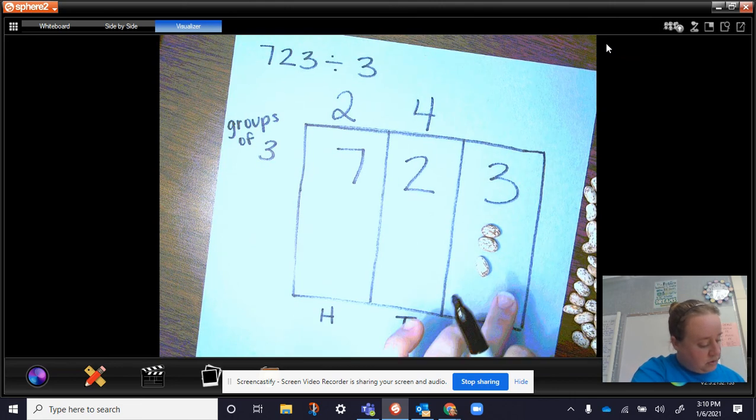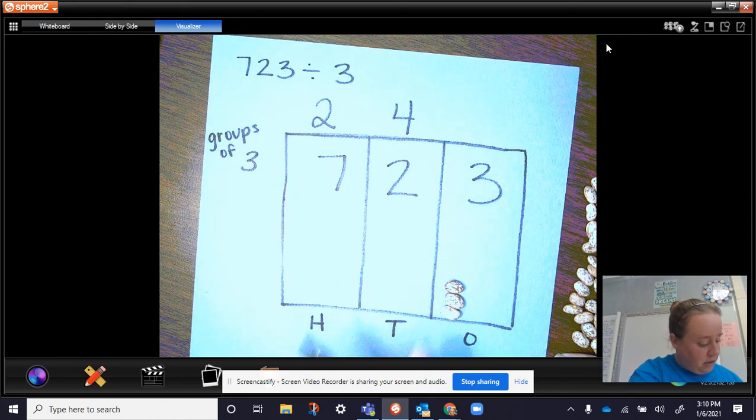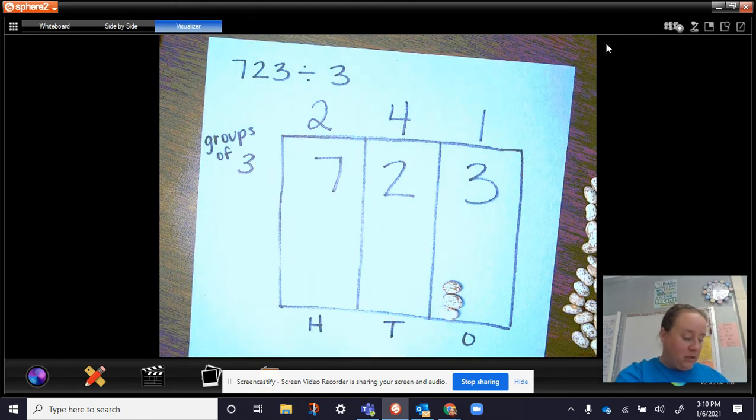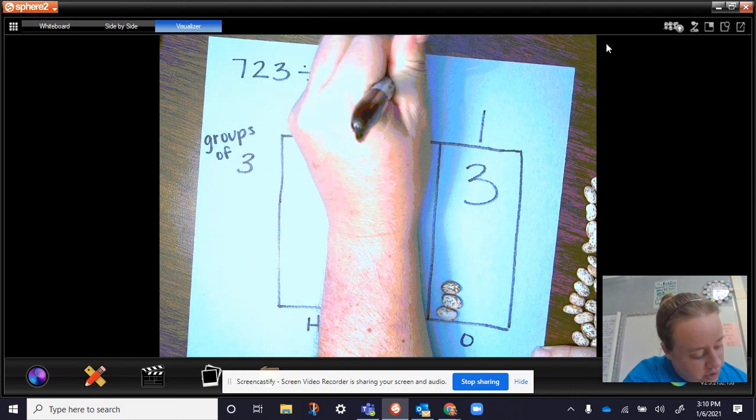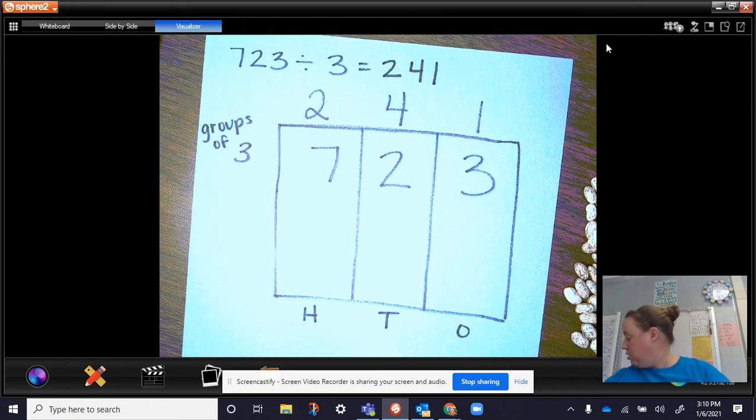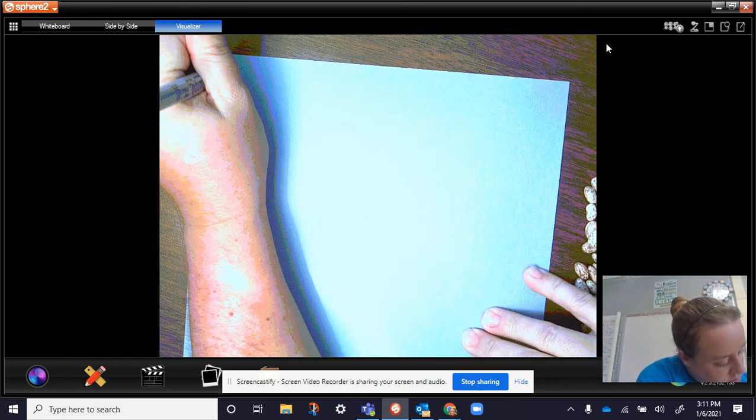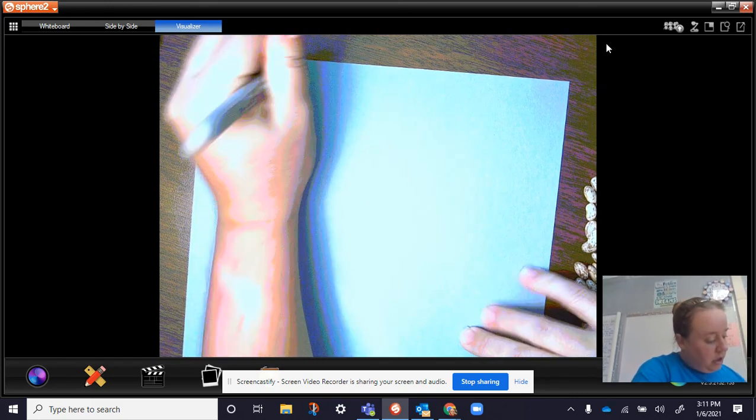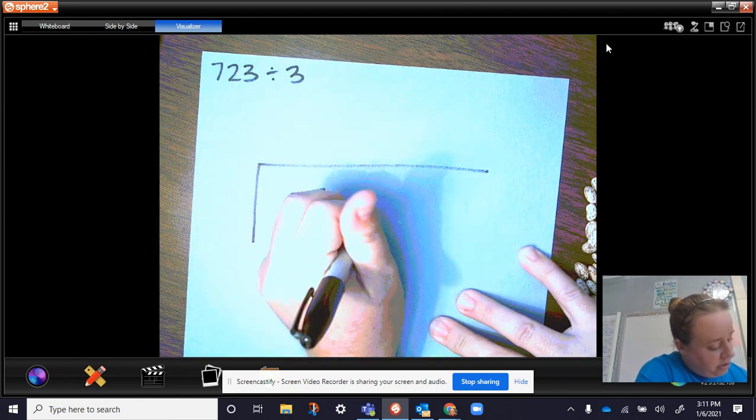And then now I'm going to look at this column. I've got 3 beans, so I can make my 1 group of 3 and put my 1 there. So 723 divided by 3 is equal to 241. All right, so that's with using manipulatives. Now, let me show you without. So that was 723 divided by 3.